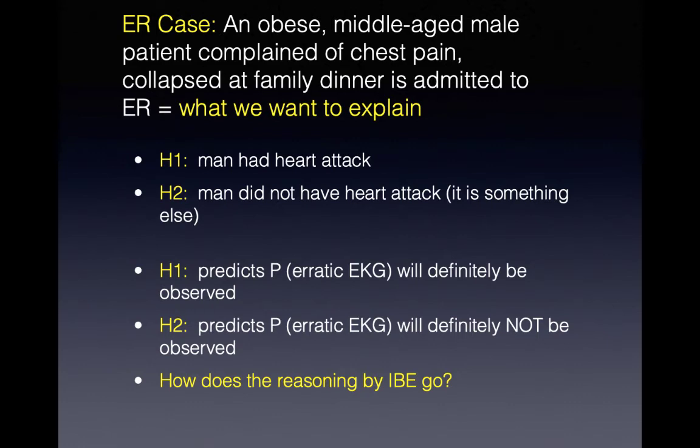H1 predicts P, that is, H1 predicts the idea that he had a heart attack. Hypothesis 1, he had a heart attack, predicts when we hook him up to a machine that measures the electrical activity of the heart, we will expect an erratic electrocardiogram. I'll show you an image shortly. We definitely will see that if he's had a heart attack or is having one. What would we see if it's not the case? We would see a normal, non-erratic EKG. So how does the reasoning by inference to the best explanation go, where we have two rival hypotheses, we test one against the other, we want to eliminate one so we can proceed and get closer to the true one or the most likely one given data.